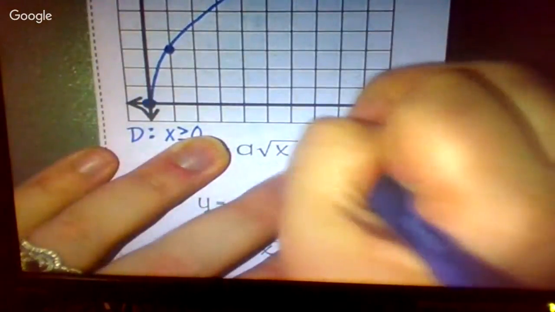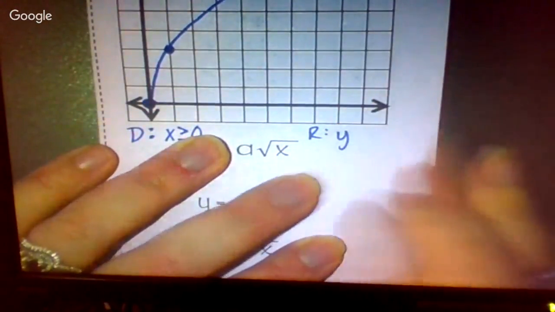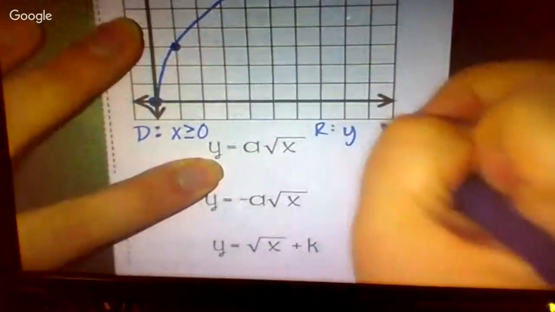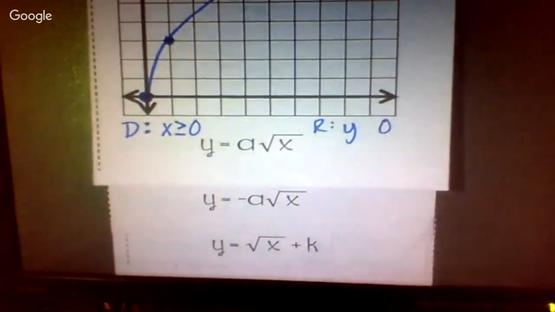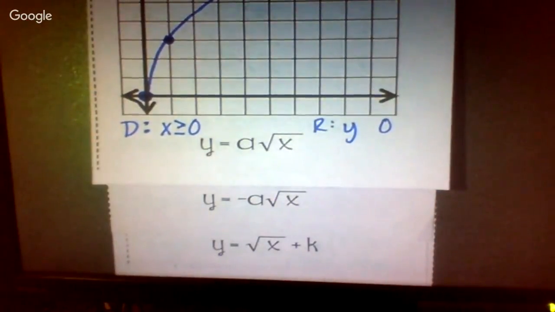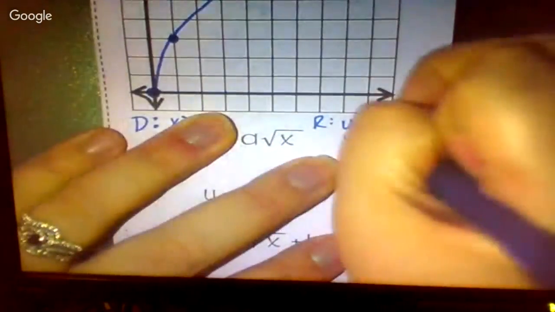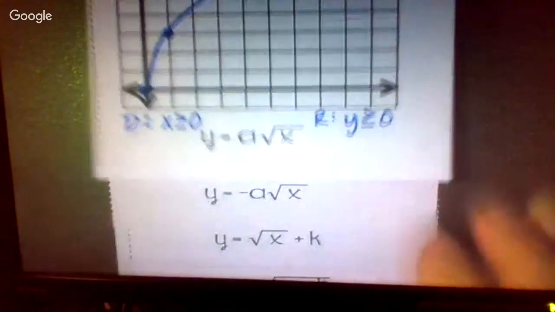For the range, you're going to do the same thing. Remember, range is your Y values. What is your Y value at this point? 0. And is it going up or down? Up. So is it greater than or less than? Greater than. So it's greater than or equal to 0.